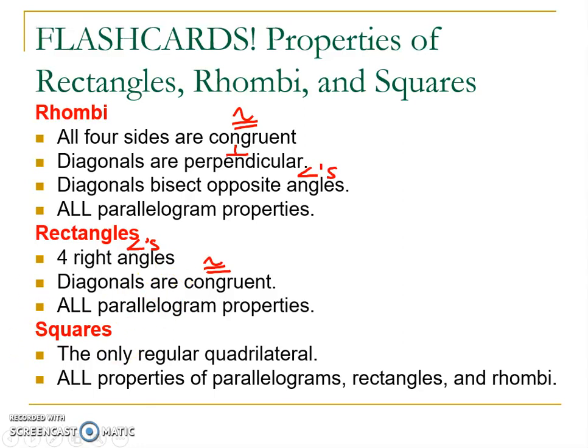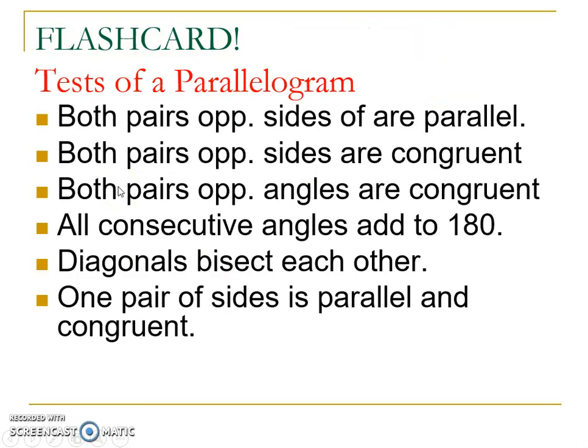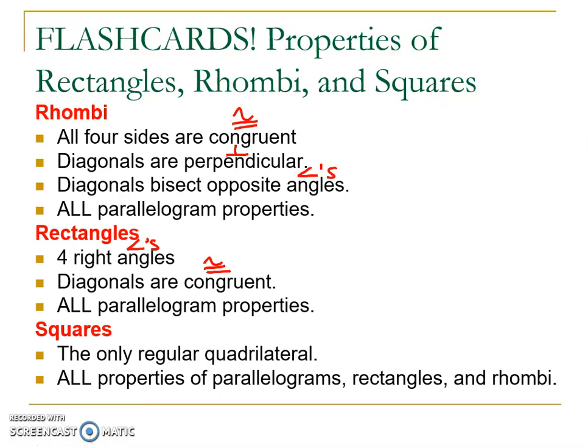Squares are the only regular quadrilateral. Regular means all congruent sides and angles. A square has all properties of parallelograms, rectangles, and rhombi. So this square has all of these, this and this. So a square has everything.